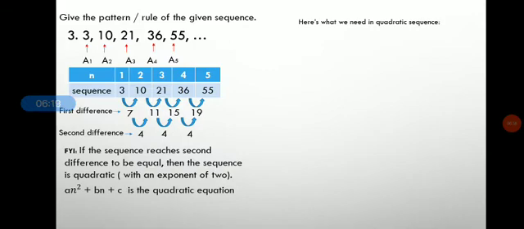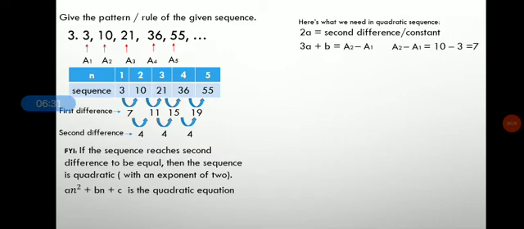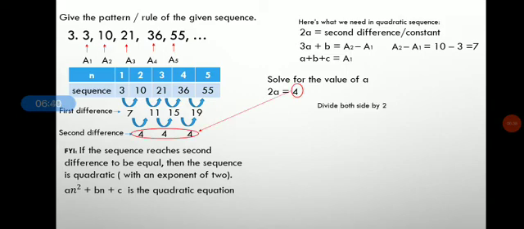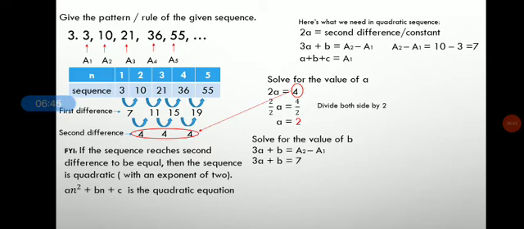Ang gagamitin natin, an squared plus bn plus c. So, ito ang ating kailangan. 2a equals sa constant, yung 4. 3a plus b, yung a sub 2 minus a sub 1. At dito yun ay 7. And then, a plus b plus c is equals to the first term. At yun ay 3. So, for a, we have 4, the second difference. And divide both sides by 2, ang a natin ay 2. So, for b, we have 3a plus b, which is 7. At si a natin ay 2. So, ang mangyayari, papalitan natin doon. At ang b natin dito ay 1.